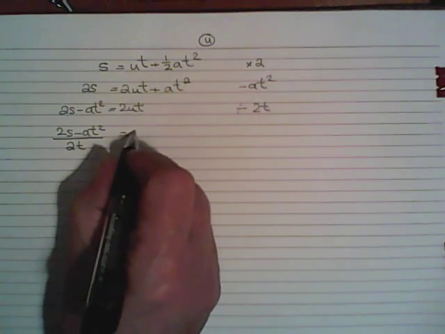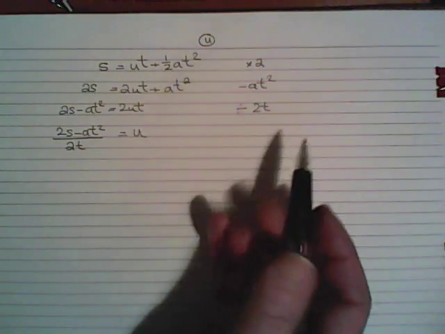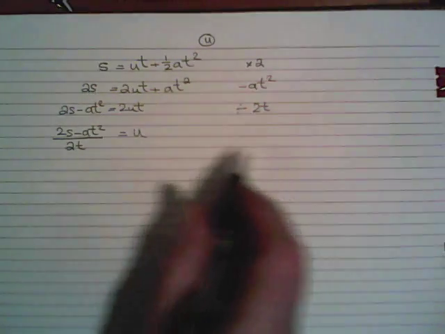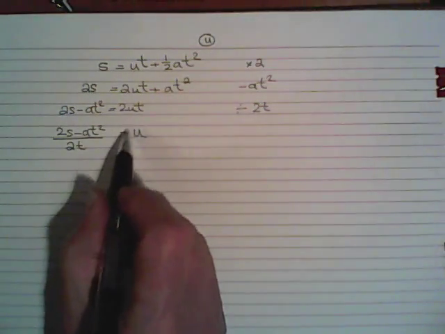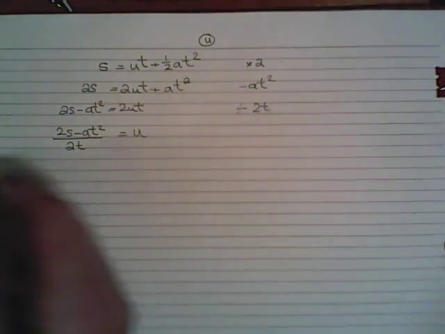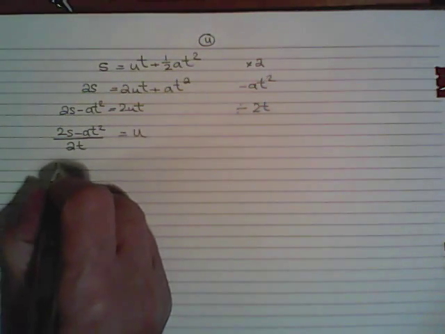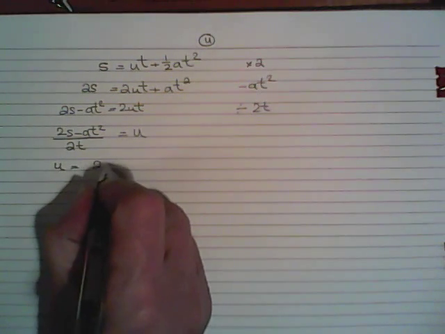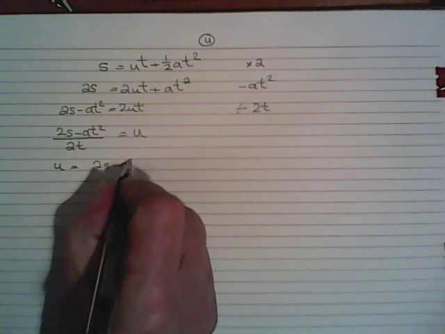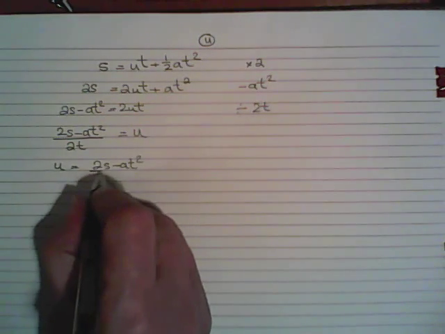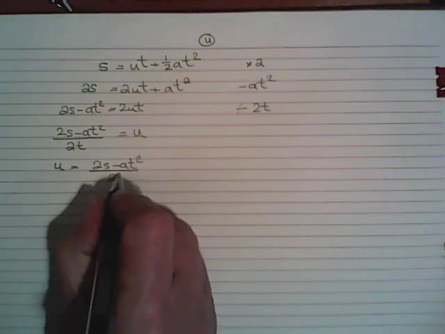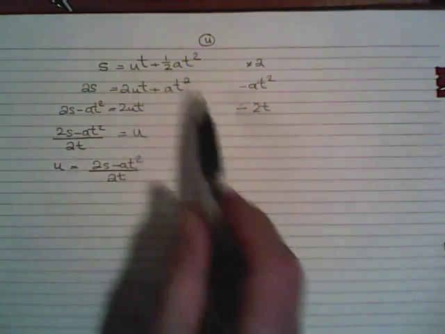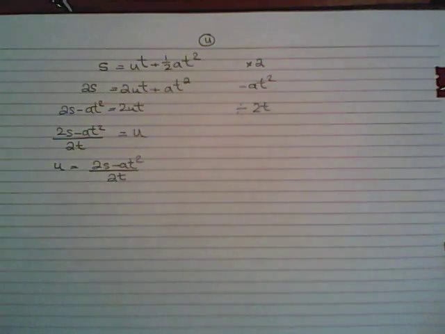So divided by 2t equals u. Now it is a convention worldwide in mathematics, for I don't know how many thousand years, that the subject of the equation ends up on the left-hand side, because that is what we're saying. We're saying, what is u? Well, u is 2s minus at squared divided by 2t. And that's the answer. I might work out some other ones later on.